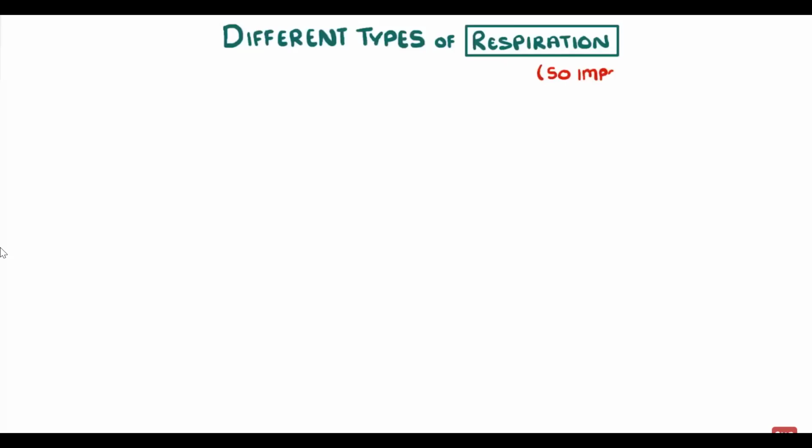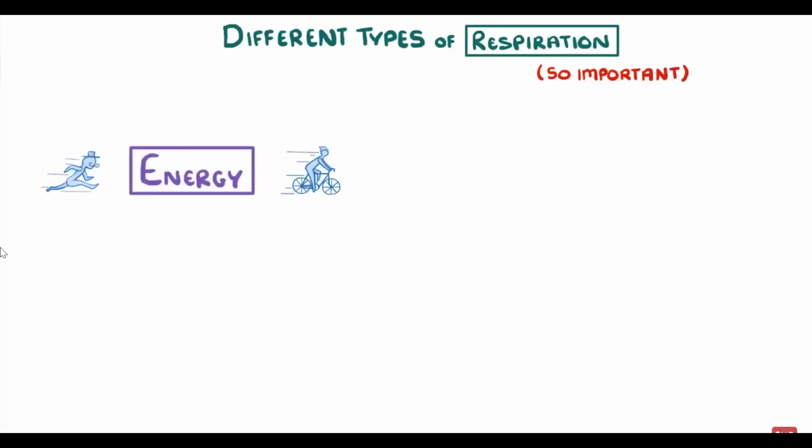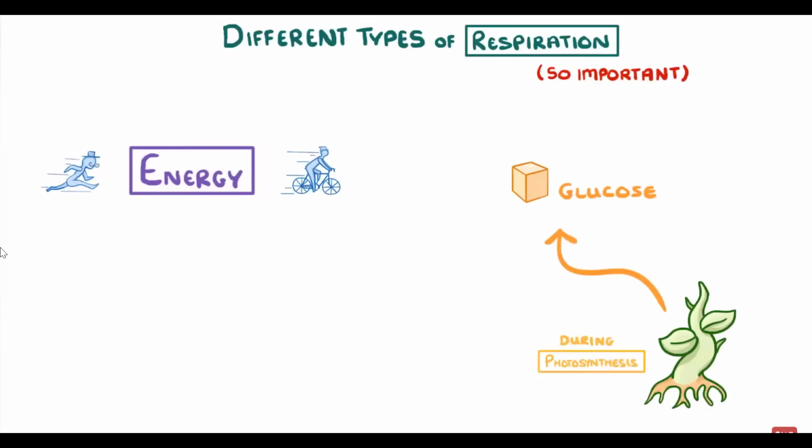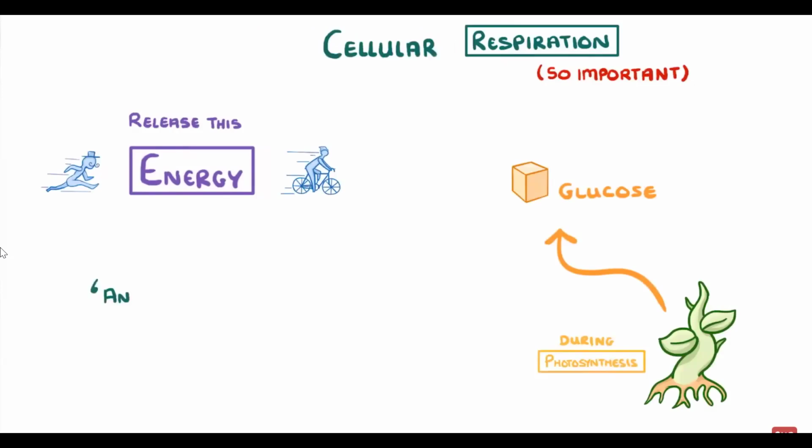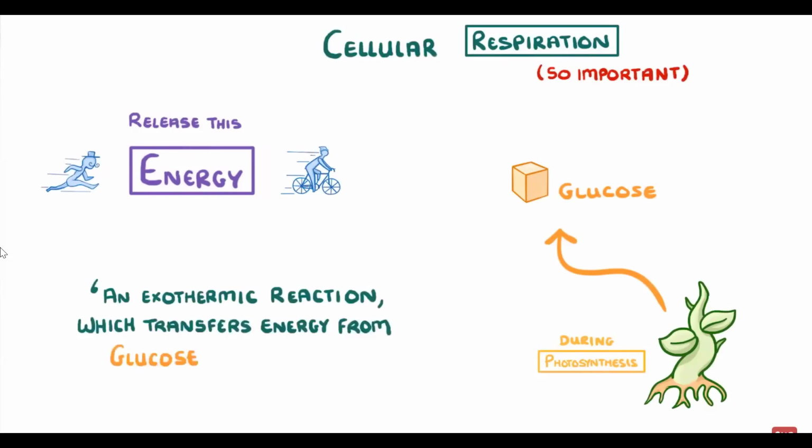In this video, we're going to look at the different types of respiration and at why the reaction is so important. If we think about the energy that we use to function, the majority of it comes from molecules of glucose, which were originally made by plants during photosynthesis. To release this energy, we use a process called cellular respiration, which we can describe as an exothermic reaction which transfers energy from glucose and is continuously occurring in living cells.